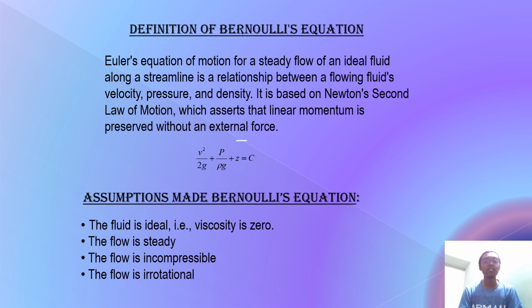The expression for Bernoulli's equation is v square by 2g plus p by rho g plus z is equal to C. The assumptions made in the derivation of Bernoulli's equation are: the fluid is ideal, that is, viscosity is 0; the flow is steady; the flow is incompressible; and the flow is irrotational.